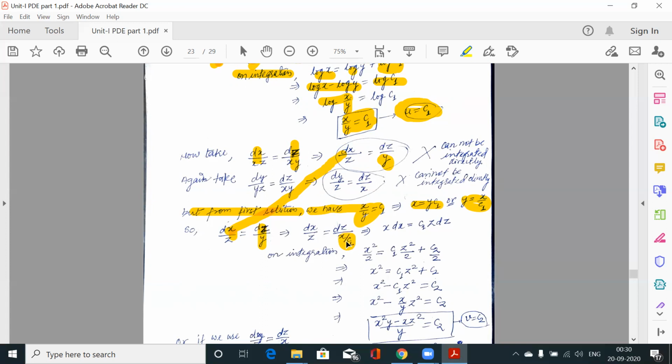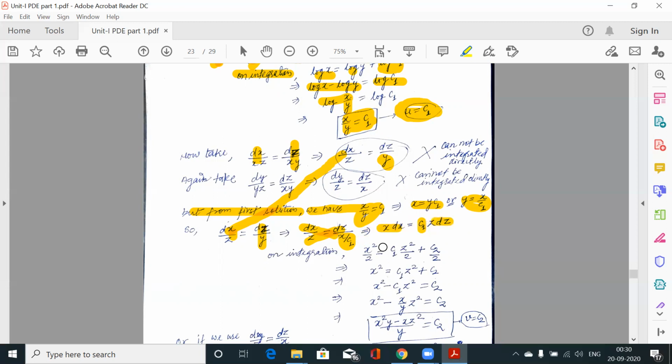x over c1. Now this x we have shifted to this side by cross multiplication, this is x dx, and this z to that side, z dz, and this c1 is under the denominator, 1 over c1, so c1 would be multiplied in the numerator, so this is c1 z. Or we can take this c1 on this side also, there is no problem. So now this is integrable. We can see that x dx is equal to c1 z dz, so these are integrable.